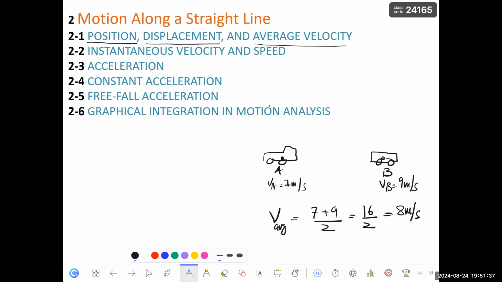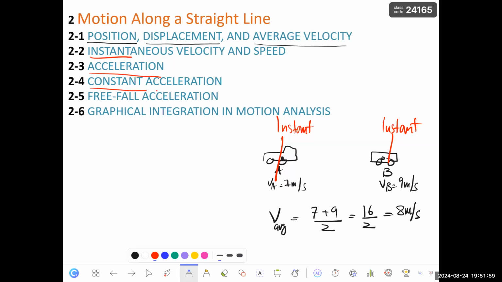Instantaneous velocity and speed. Instantaneous means now. It means here at this point, this is called an instant, and here is also an instant. So the word instantaneous came from instant. I already mentioned to you what acceleration is. Acceleration is nothing but a change in velocity.